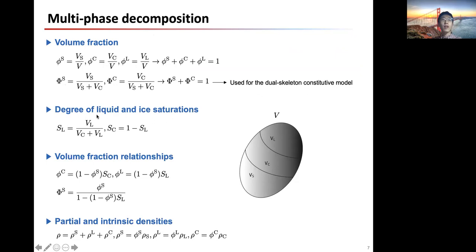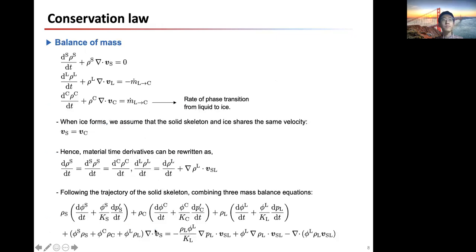For convention, we have the degrees of liquid saturation and ice saturation. By defining those parameters, we can also relate them together. We have the partial and intrinsic densities defined here, and the partial density can be related to the intrinsic density in this formulation.